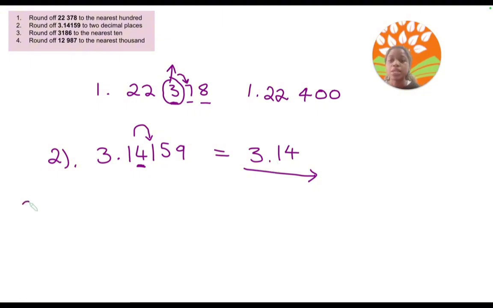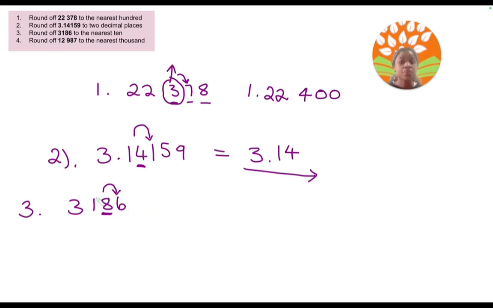Now let's move on to number 3. Okay, they want us to round off 3,186 to the nearest 10. What do we do? The first step, we look at our tens column. Where's our tens column? This is 3,186. So this is our tens column. Okay, now let's look to the right of our tens column. Is that digit equal to 5, or greater than 5, or was it 4 or less? It's 6, so it's greater than 5.